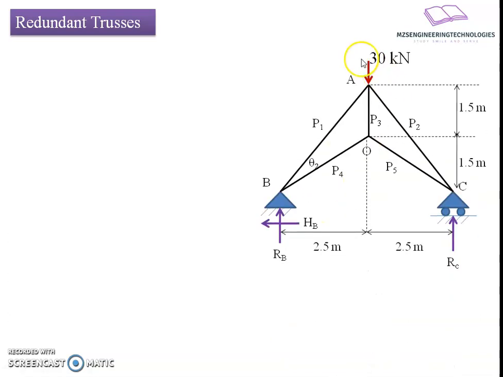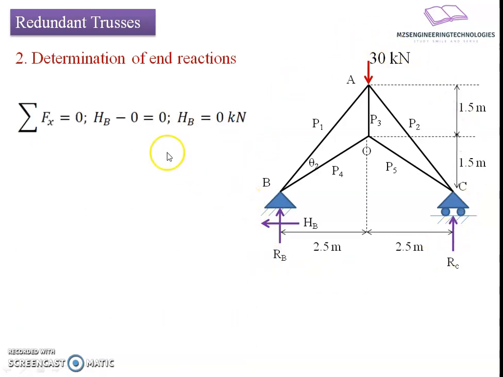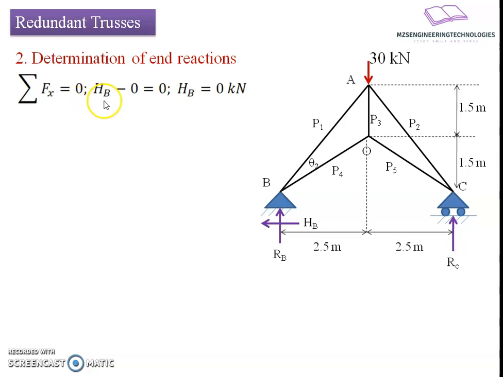If we go with the analysis of the statically admissible structure, first we will find the end reactions. For that we apply the static equilibrium equations to the total geometry. Summation of force in x direction equals 0 results in the relation Hb minus 0 equals 0. Since there is no external horizontal load on the frame, Hb comes to be 0 kilonewton. Summation of forces in the vertical direction: the reactive forces Rb and Rc go upward and the applied load of 30 kilonewton goes downward. That's why we get the relation Rb plus Rc equals 30 kilonewton.